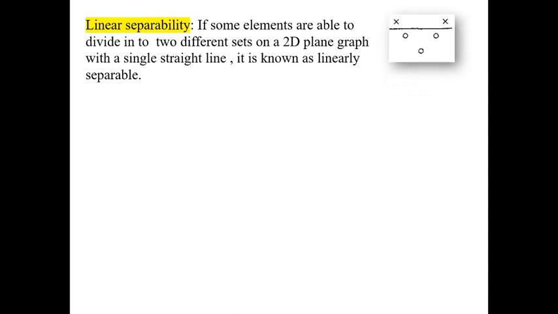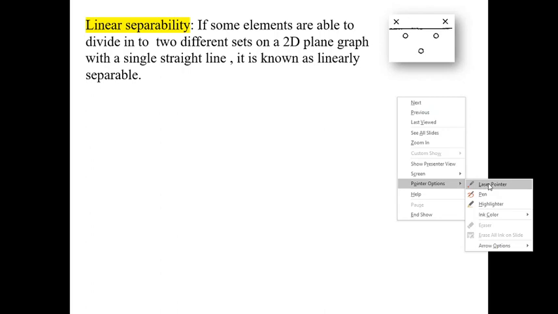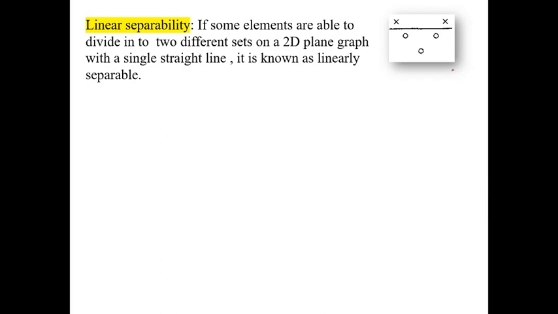See the example. Here I have some symbols like X and circles. There are 5 symbols: 2 X symbols and 3 circles. With a single straight line, I am able to separate them into two groups, so you call it linearly separable. You see here, with a single straight line, I am separating X into one group and circles into another group. So this set is called linearly separable.